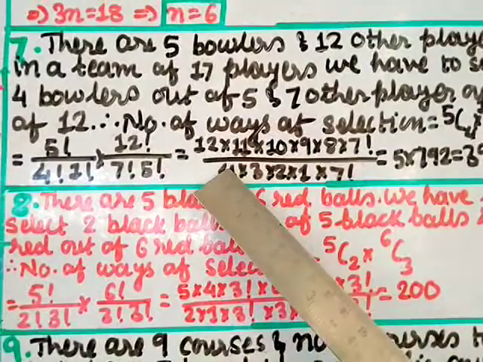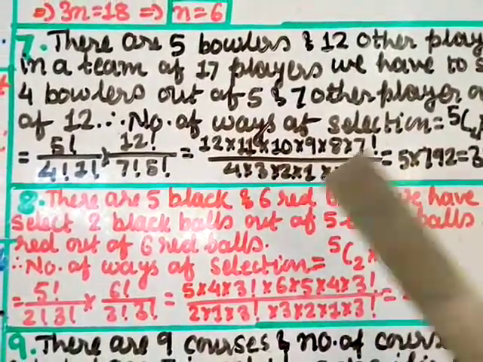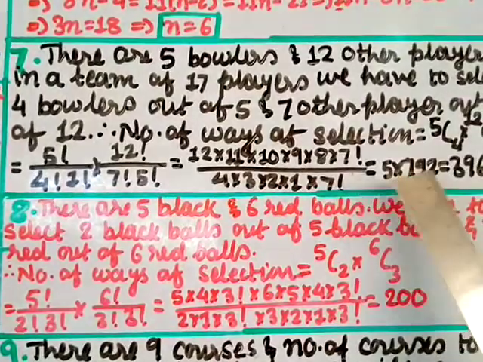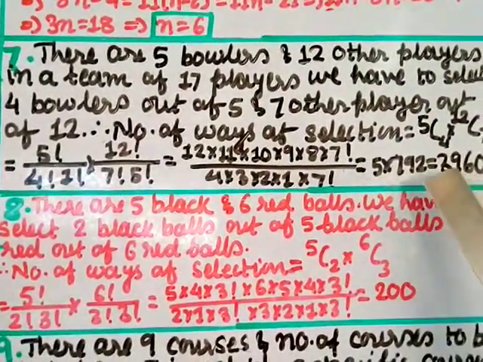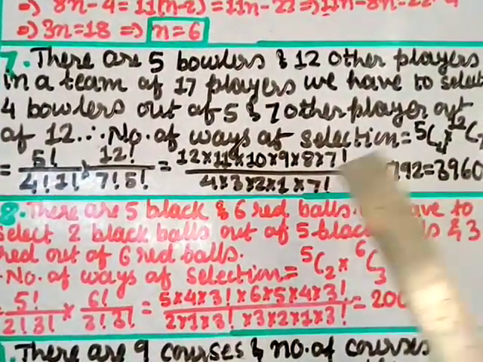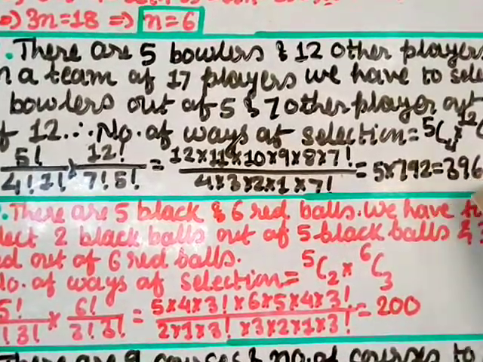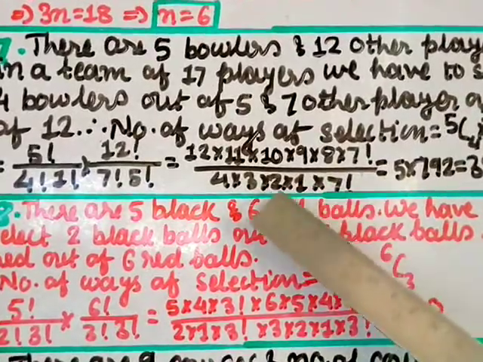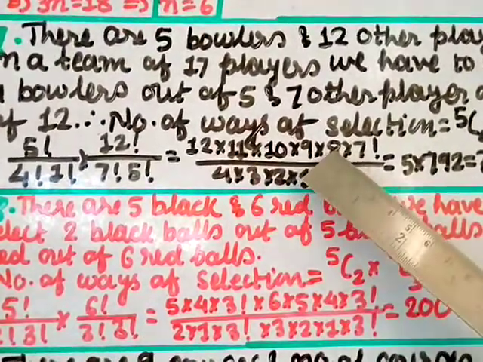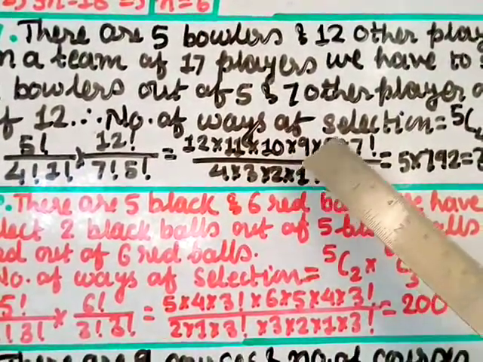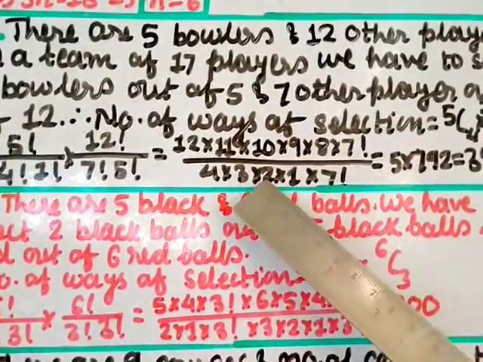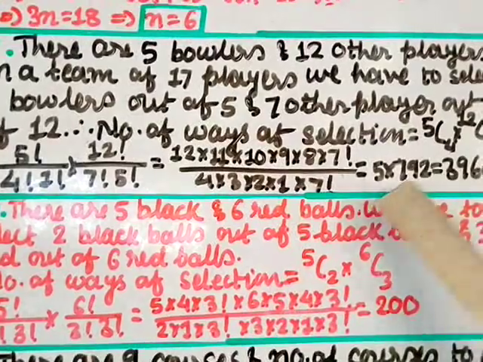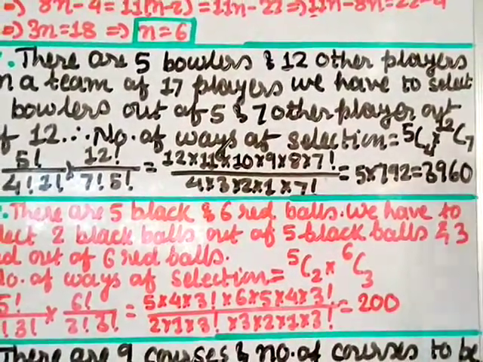Remaining part, if you simplify, the value will be 5 into 792 and the product will be 3960. Okay, 3960. You just cut this 7 factorial and cut here. See, 8 can be cut by 4, so 4 into 2 is 8, so these 2s can cut, and 3 and 3 are 9, right? So remaining, when you multiply, you will get this much value, and the total value will be 3960.